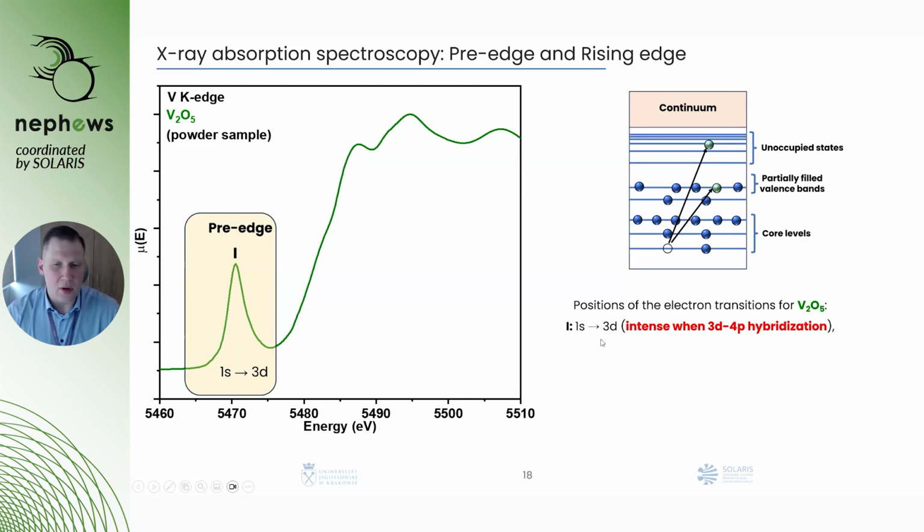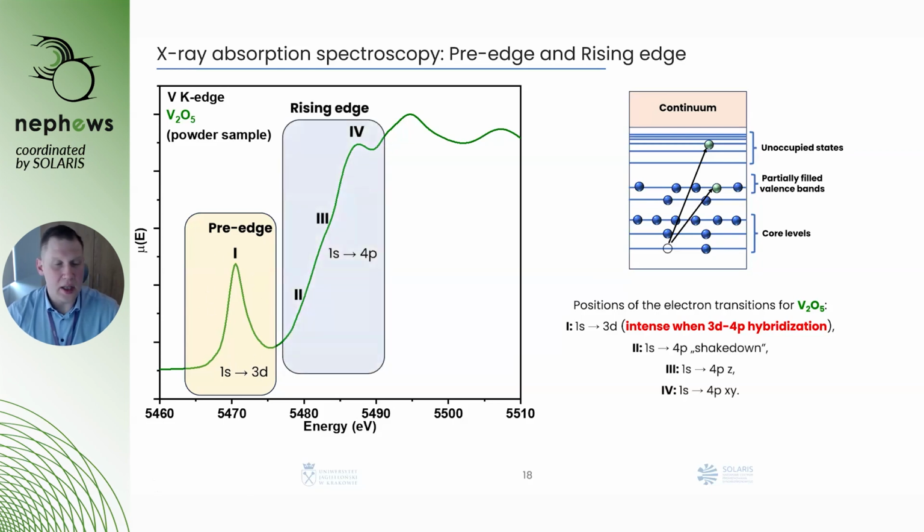But we know that according to the dipole selection rule, this transition is forbidden. But happily, we have such an effect, which is called 3d level and 4p level hybridization, and thanks to this hybridization, this transition becomes allowed. And that is why we could see such a pre-edge feature.